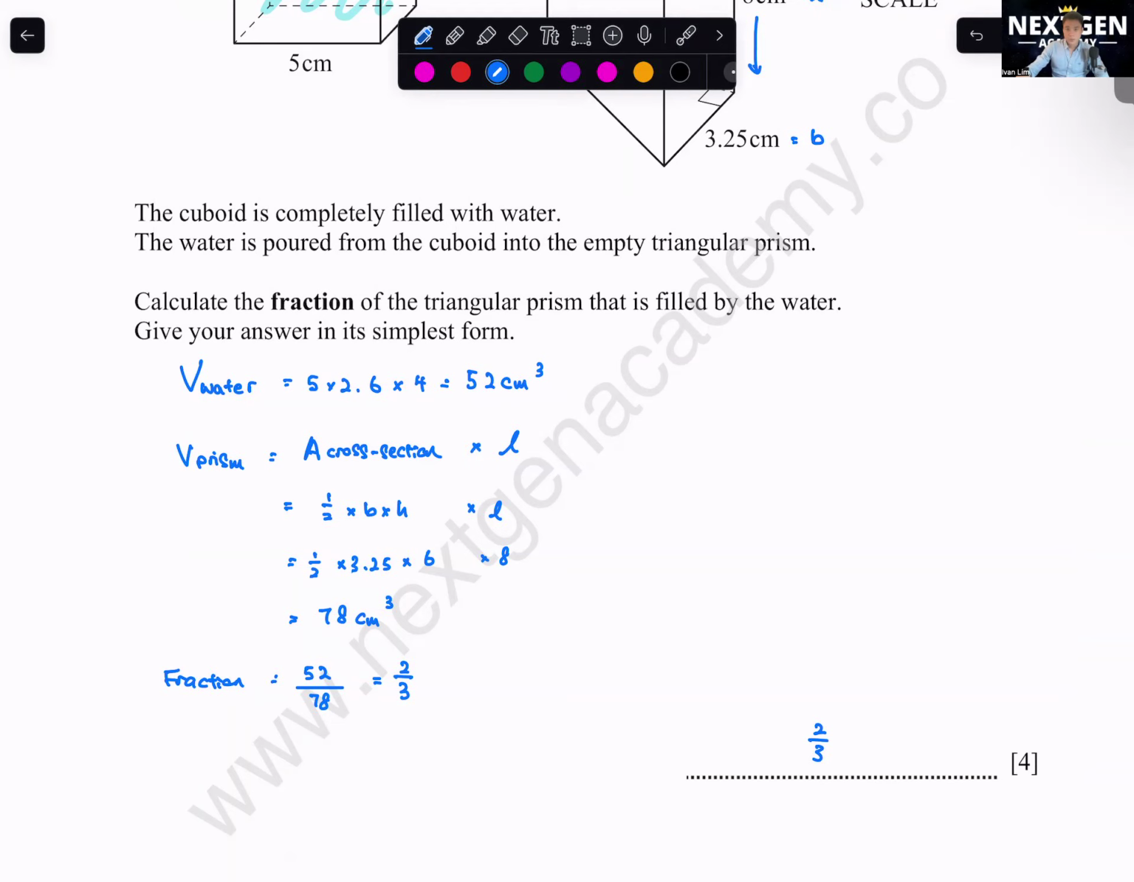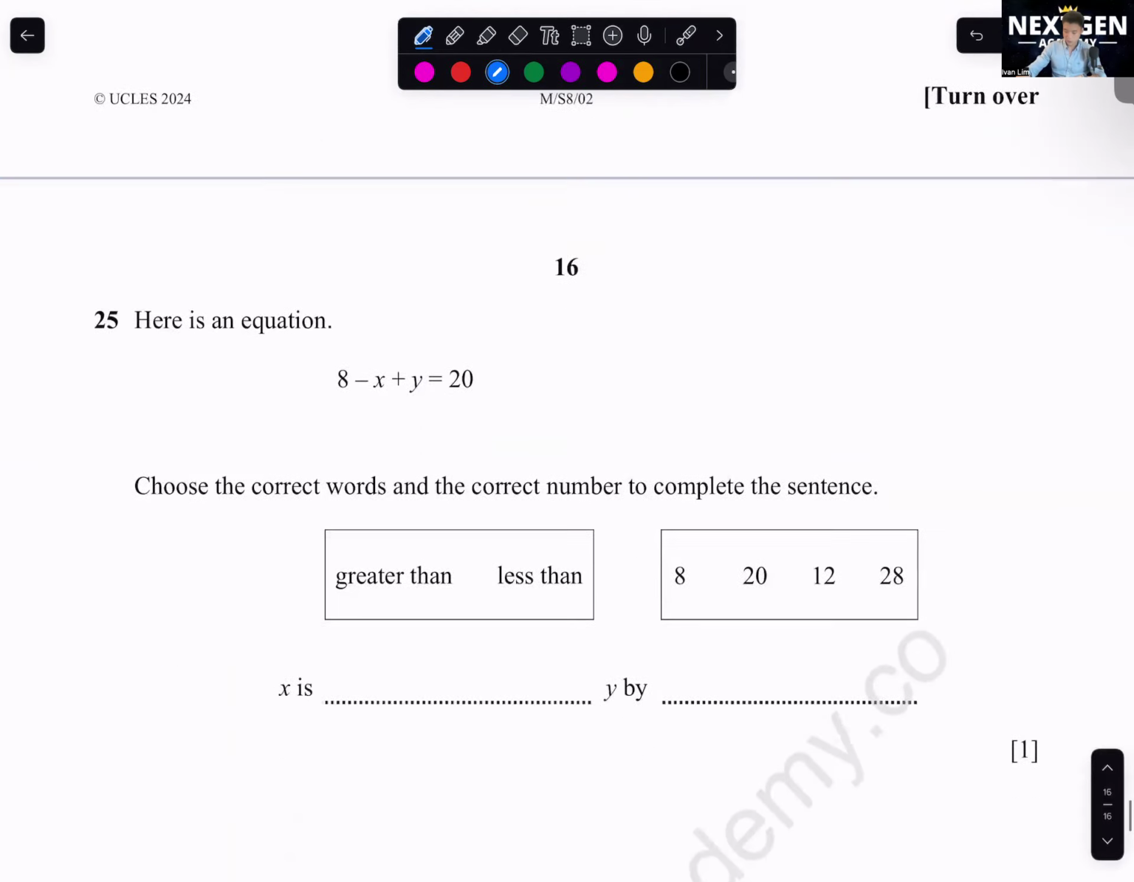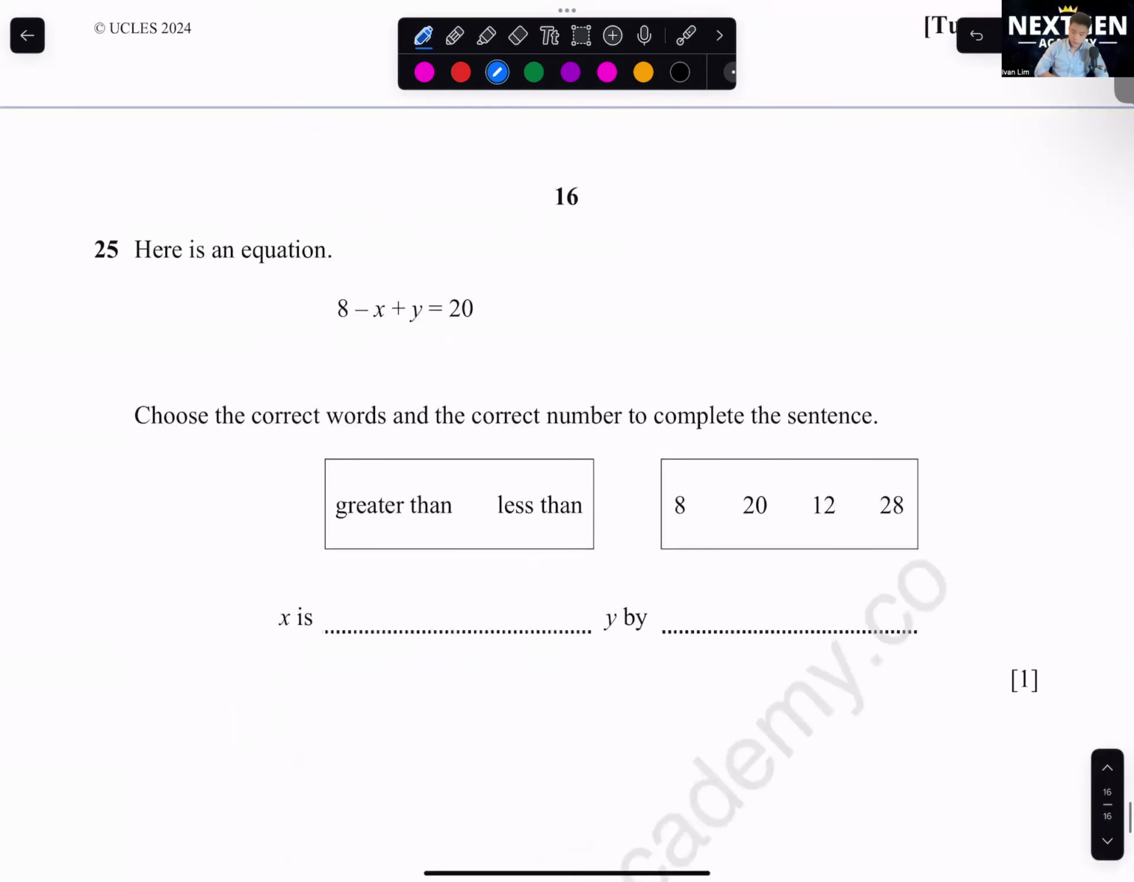Okay, let's go to the last one. Okay, everyone good? Okay, last one for today. Okay, y'all answer me. This one, 1 mark only. Here is an equation. 8 minus x plus y equals to 20. Choose the correct words and the correct number to complete the sentence. X is what? Y by what?